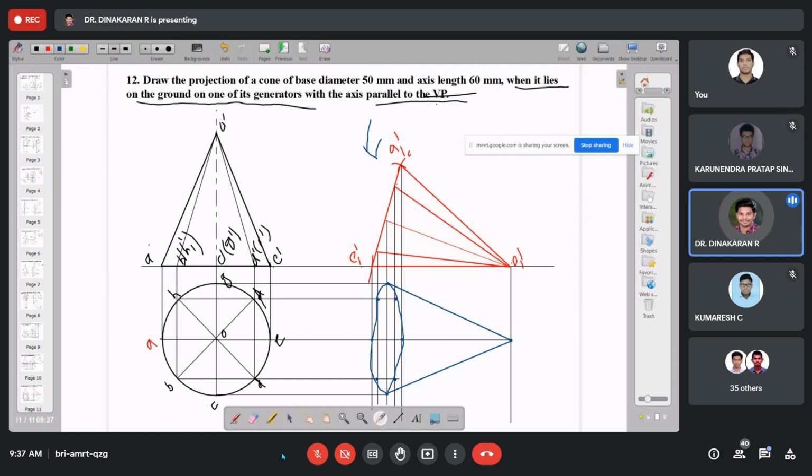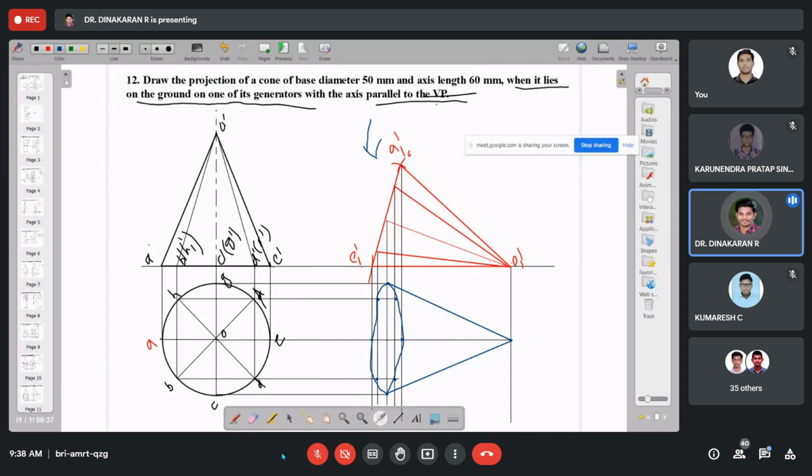The axis is inclined, or the base is inclined, or an edge is inclined, or one of the generators is inclined, perpendicular or parallel, like that we change. But the next problems, there are two problems we are going to solve, in which we change the reference line. That is the auxiliary reference line method, the auxiliary projection method. Up to this we didn't change the reference line, we only used the change of position method.